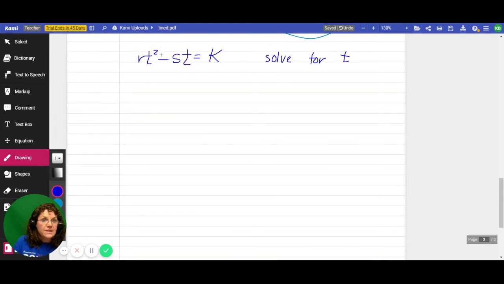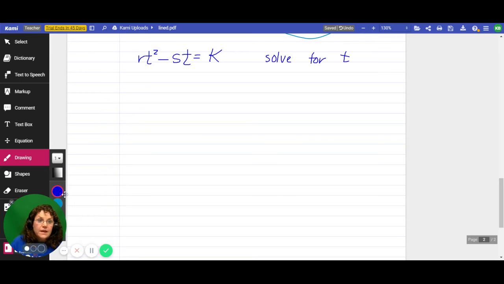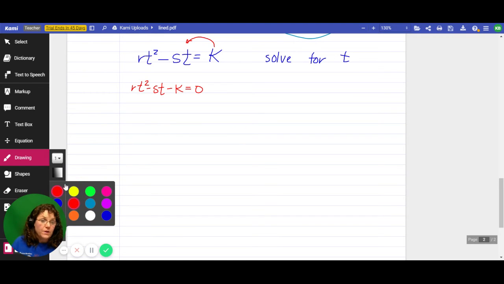The problem with this is I have a t squared and a t in the same problem. Anytime you see that in algebra, that is your indication that this is all going to have to be moved to one side, and I'm either going to factor, complete the square, or use the quadratic formula. In this case, because it's a literal equation, I can't factor because I don't really have any numbers. So I'm going to move the k over and set it equal to 0. I don't care if you want to complete the square if you're really good at that, but I think most of us would feel comfortable with the quadratic formula.